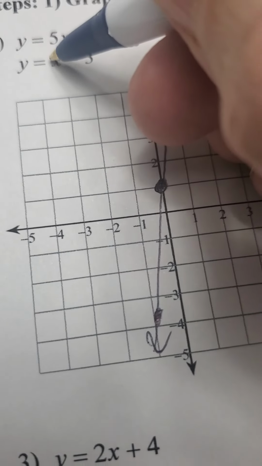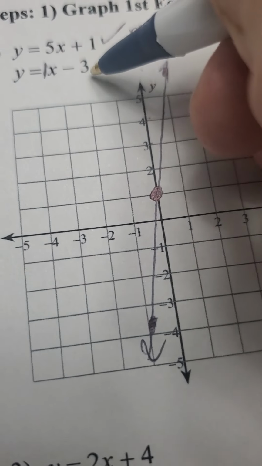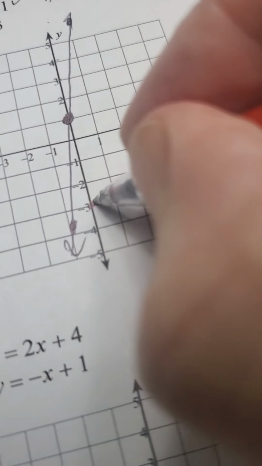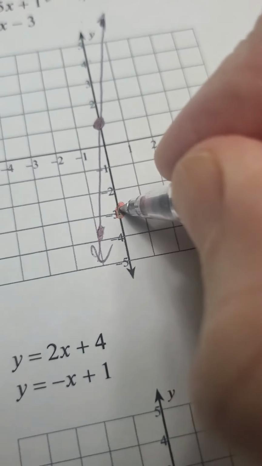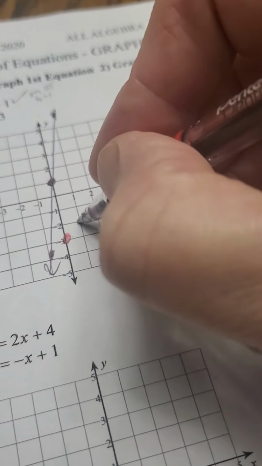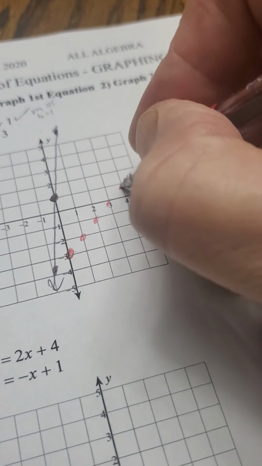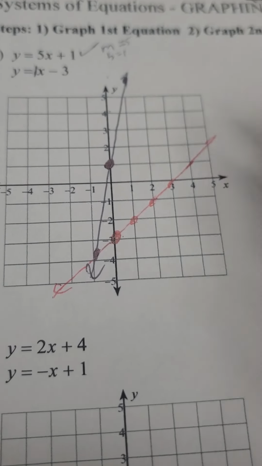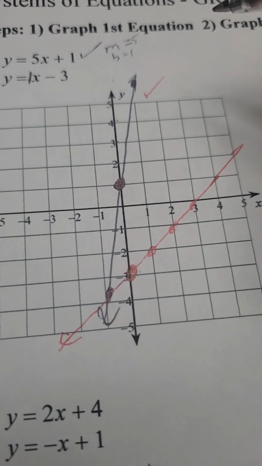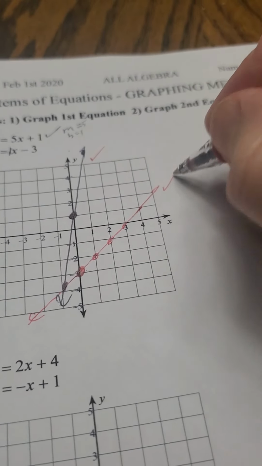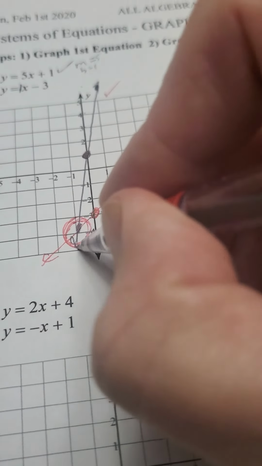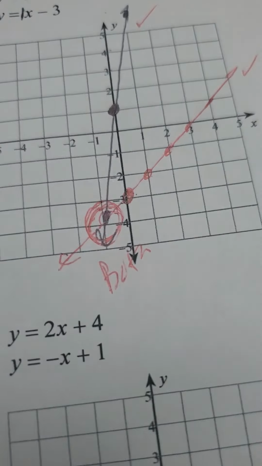Graph the second one. There's a slope of 1, a y-intercept of -3. So crosses at -3 and has a slope of +1. Okay. That is every answer to the second equation. Okay. If the black line is every answer to the first equation, and the red line is every answer to the second equation, then this point right here is an answer to both.